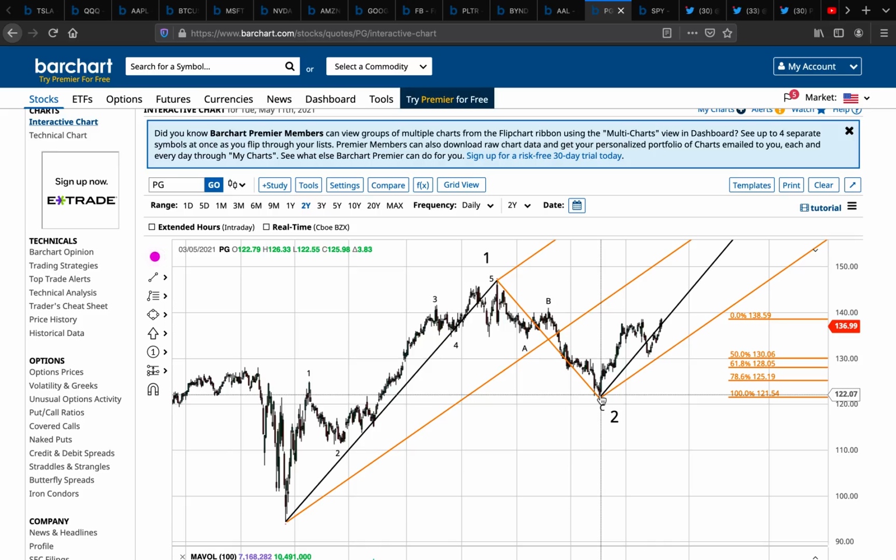So the biggest form of invalidation is this low of 121, right? We don't want to see 121 broken. I don't want to see this low of 130 broken in the short term. So 130 is going to be the stop. The larger degree invalidation is down here at 121.